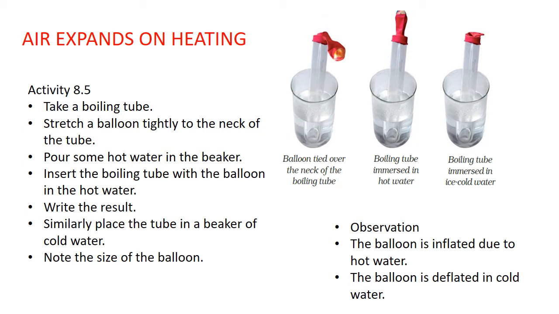In activity 8.5, you need to take a boiling tube. As you can see in the picture, you have to take a boiling tube. You have to take a balloon. You have to stretch a balloon tightly to the neck of the boiling tube. Right? Then pour some hot water in the beaker.